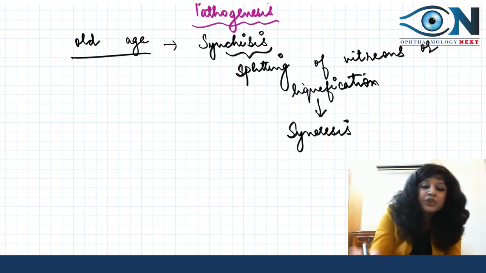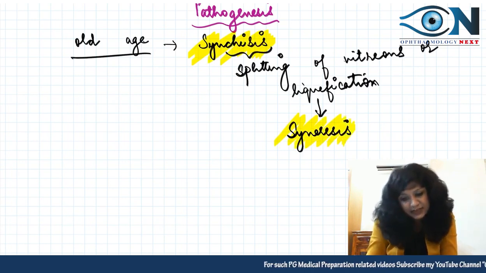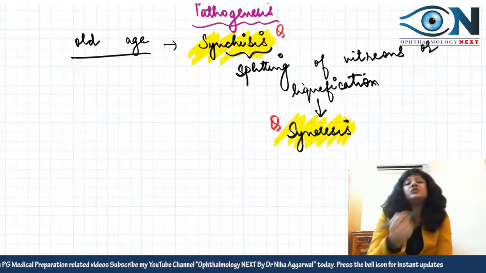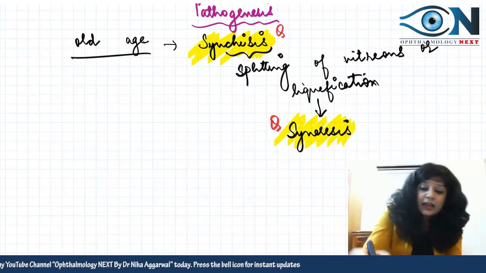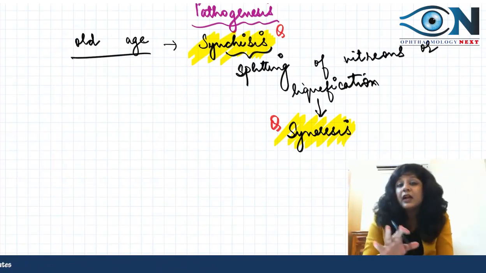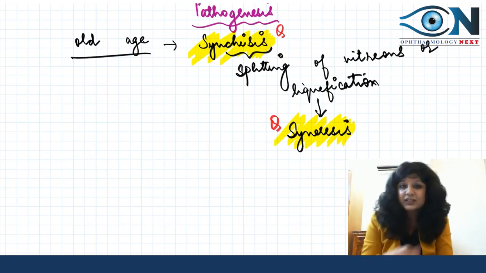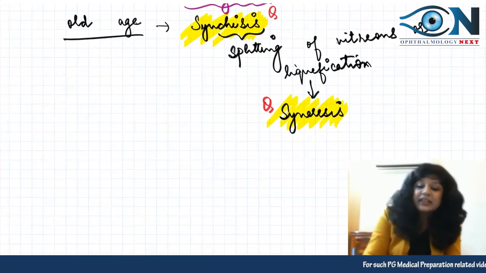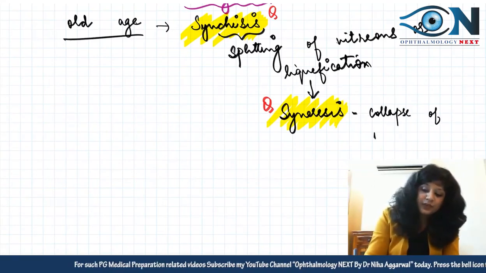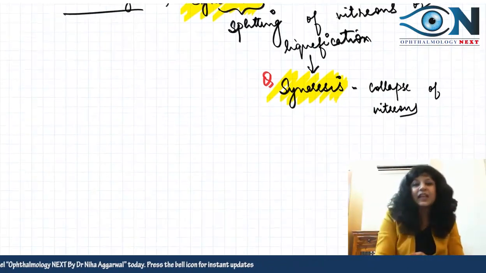Now can you differentiate between two terms? One was synchysis and another is syneresis. So they can be asked separately also, what are the meanings? Synchysis was the liquefaction, and this is physiological because I am talking just due to old age. I am not talking about synchysis scintillans that occurs due to inflammatory diseases or vascular diseases. Syneresis means there is a collapse of the vitreous. So when there is a collapse of the vitreous from the vitreous cavity, what will happen?